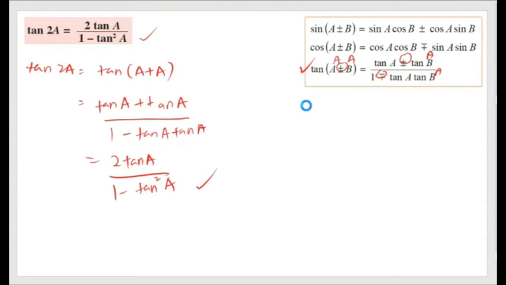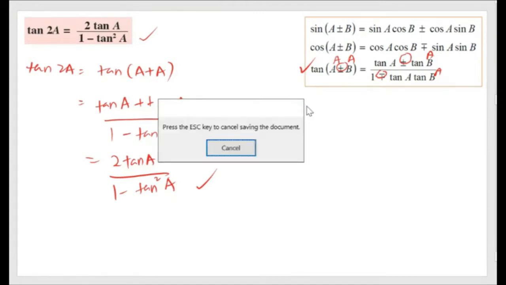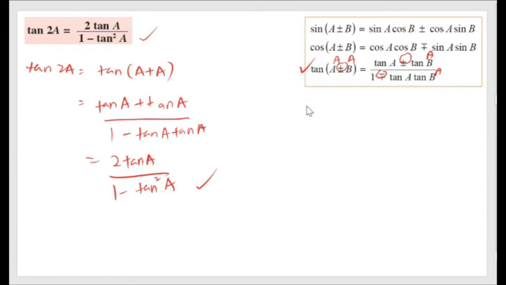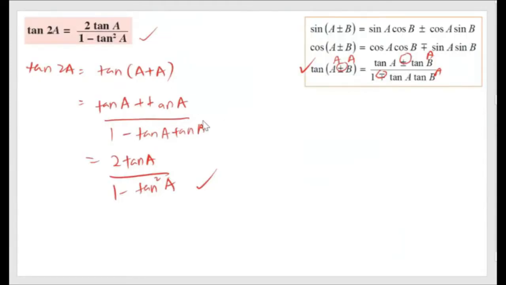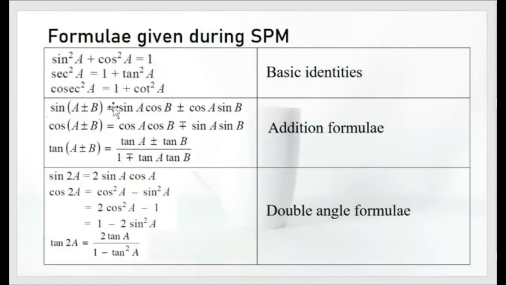Okay, this is how we derive the double angle formulas by using the addition formulas and basic identities. But you don't need to learn how to prove it, because these 9 formulas are provided during the SPM examinations. You don't need to memorize them, but you have to know how to use them. Basic identities, addition formula, and what we learned today is the double angle formula.